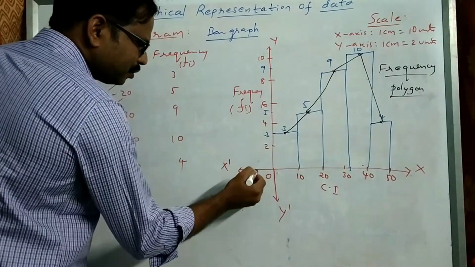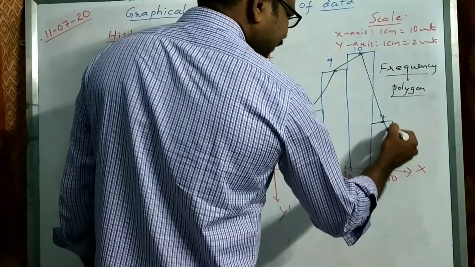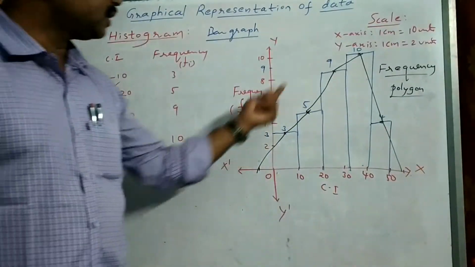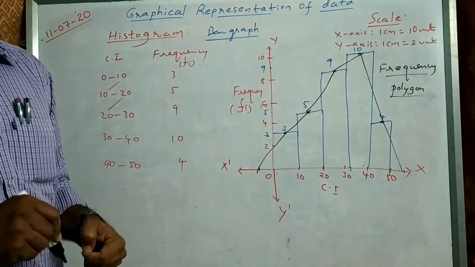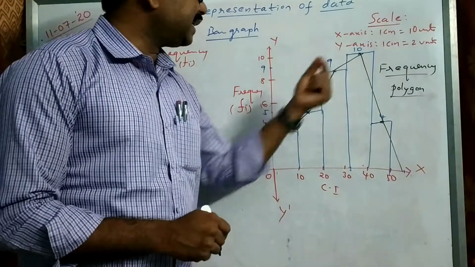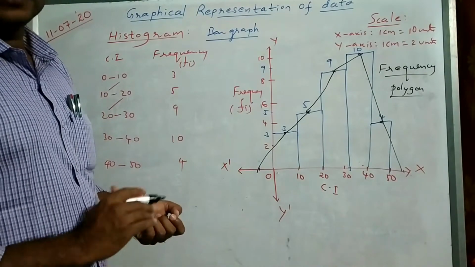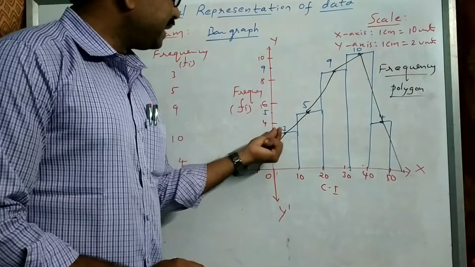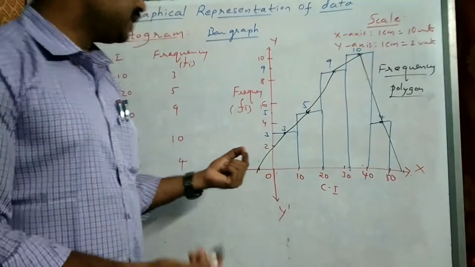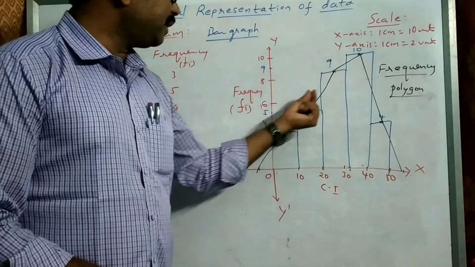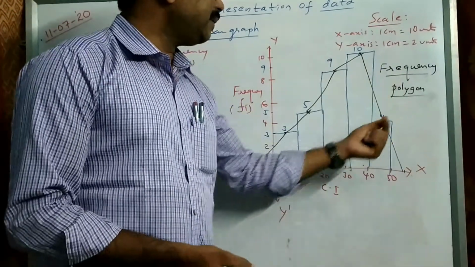So join this to next interval here, and this to next interval here. So you will get one closed figure with the straight line segments. Using scale we are joining, right? How do you get straight line segments? If you join with the free hand, we may get a curve. It is not straight line, right? So you may get straight lines by drawing scale. By using scale you have to join these midpoints, then you will get straight line segments. That is called a frequency polygon.